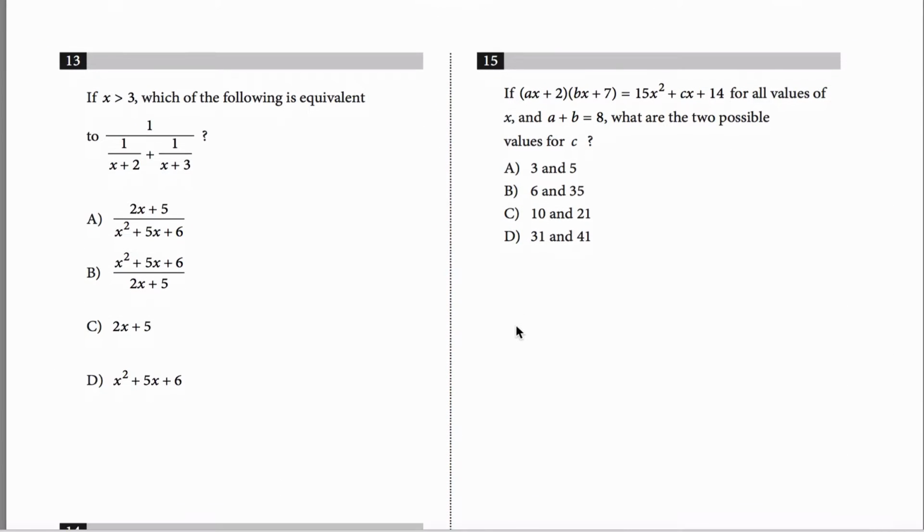Number 13, if x is greater than 3, which of the following is equivalent? Okay, so you're given this mess here. This gets pretty hairy algebraically. You got these kind of fractions inside fractions. They're called complex rational expressions.